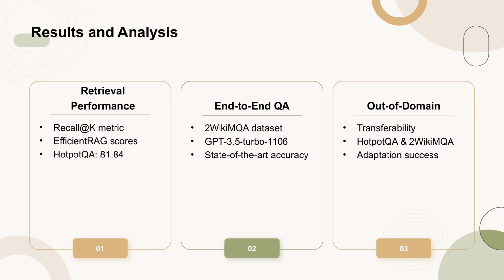Furthermore, an out-of-domain experiment was conducted to test the model's adaptability across datasets. The results indicate that EfficientRAG adapts well to different datasets, showing a high degree of transferability, and even surpassing models trained on the original data in some cases.